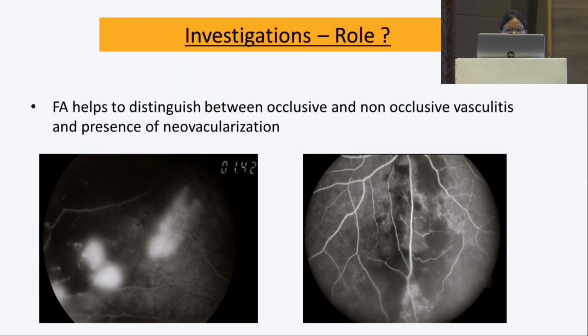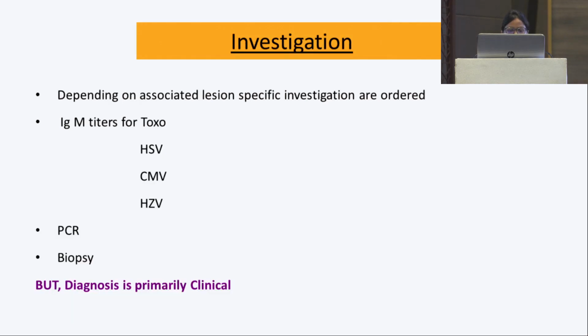Now, what about investigations? It's basically the clinical diagnosis, but sometimes ocular investigation can help us in conditions where we find it to be confusing with choroiditis. OCT, as we had discussed, will help us to diagnose whether it's a retinitis or a choroiditis. Fundus fluorescein angiography will help us to know whether there is a presence of neovascularization. Systemic investigation like serology titers can be done to look for the viral etiology. Sometimes we can also do a PCR of AC tap or a vitreous tap or a biopsy to confirm the diagnosis. But the diagnosis is primarily clinical.